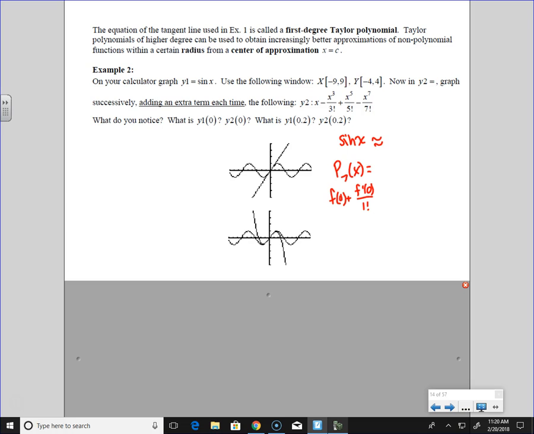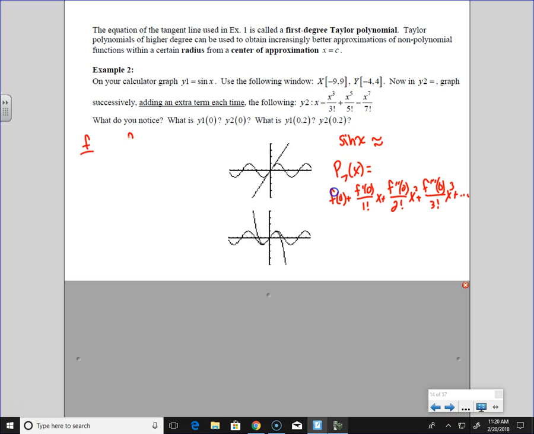What would the next term be? f double prime of 0 over 2 factorial times x squared. For right now, let's see if we can find a pattern, because that will be much easier than taking literally 7 derivatives, getting up to the 7th term. So what is sine of 0? 0.